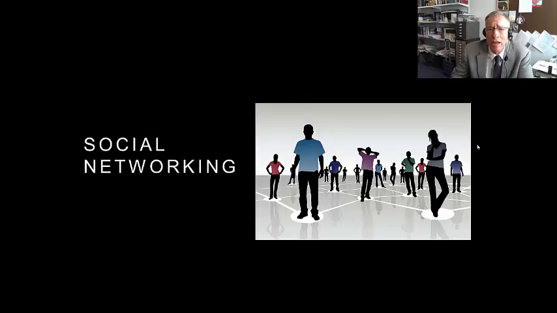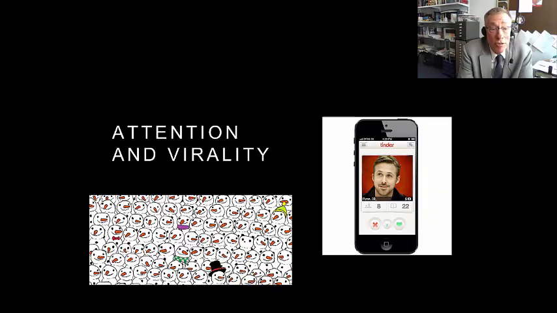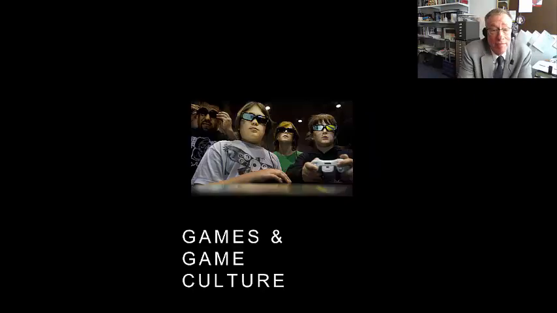We'll look at social networking sites and how the kinds of relationships and social formations that they make possible are changing the way people use language and communicate. We'll talk about how, when we communicate online, we don't just use language, but we use other modes of communication, such as images, and how mobility is also changing the way we communicate online. We'll also study how people use language to get attention online, and why certain things go viral and certain things don't. We'll look at games and gaming culture and what that has to do with language and communication.